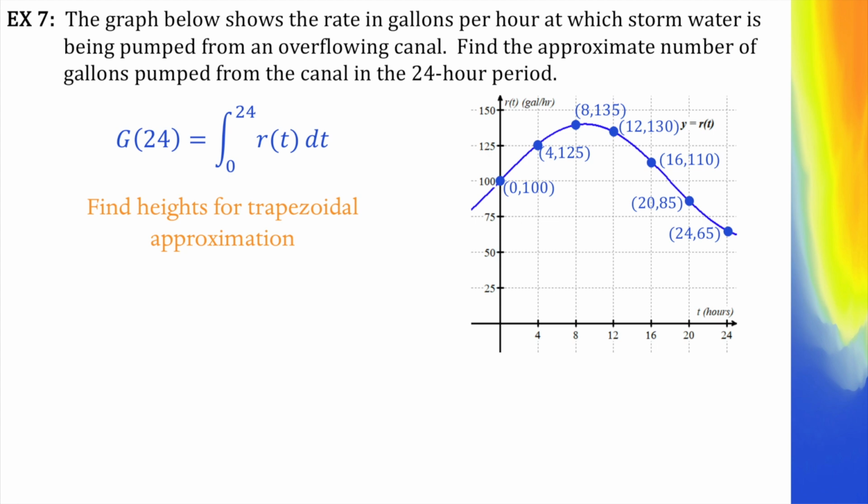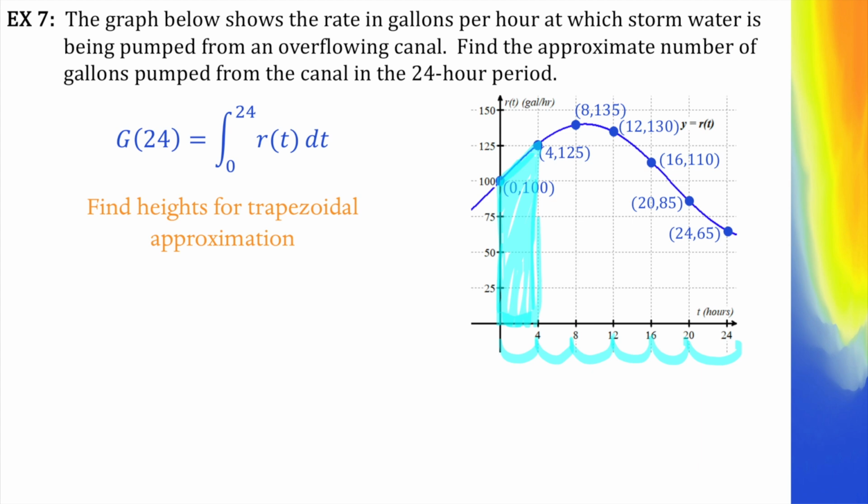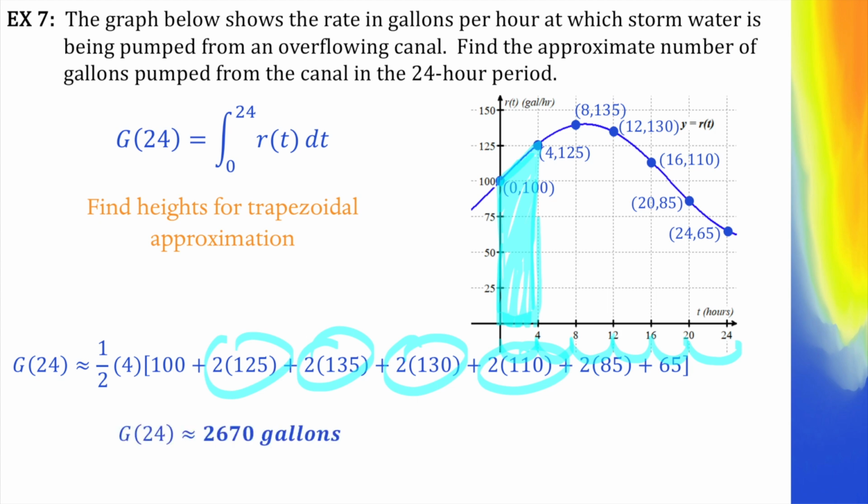Okay, so good news is the base of each of those trapezoids is all the same. So again, we've got 1/2 times the width of each of them, that's 4, times, except for the first and last, each of these heights occurs twice. And you put all that into a calculator, or if you want to do it by hand, go for it. So about 2,670 gallons we've pumped out. Cool.